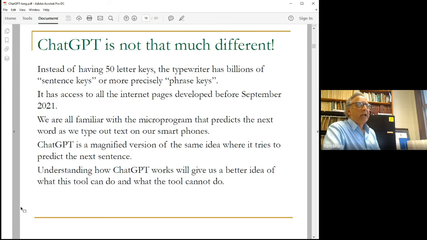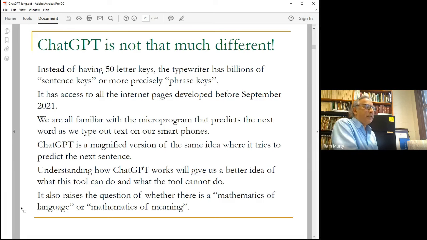So understanding how ChatGPT works will give us a better idea of what this tool can do and what the tool cannot do. It is actually a sophisticated version of the Google search engine, and I'm trying to convince you of that by the end of the talk. So it also raises several fundamental questions, whether there's a mathematics of language or there's a mathematics of meaning. And so these are some philosophical questions that emerge from the whole phenomenon of ChatGPT.